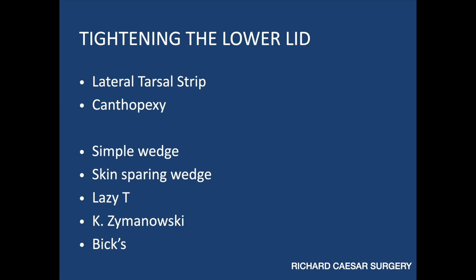When we consider all the different ways you can tighten the lower lid, the most important by far is going to be your lateral tarsal strip. This really is your lower lid tightening workhorse. Canthopexy is very useful, but it doesn't actually do much. It's not a very powerful technique, and all the other techniques will only represent a fraction of what you do. The canthopexy is really very, very elegant, but the amount of power it has is quite minimal.